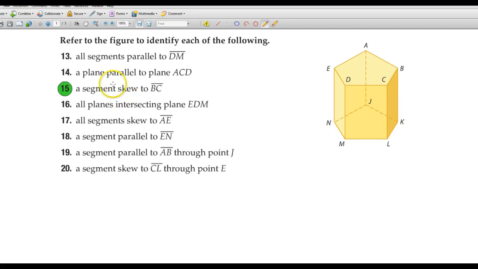For 13 through 20, refer to the figure to identify each of the following. Number 13, all segments parallel to segment DM. So here we have segment DM. So parallel lines are coplanar lines that do not intersect. Basically, we want all the segments going in the same north-south direction. So we have EN, AJ, BK, and CL.